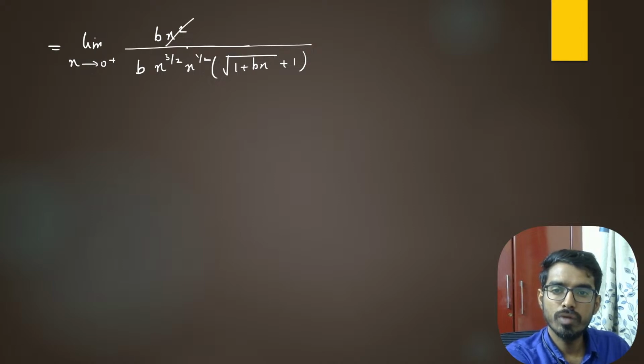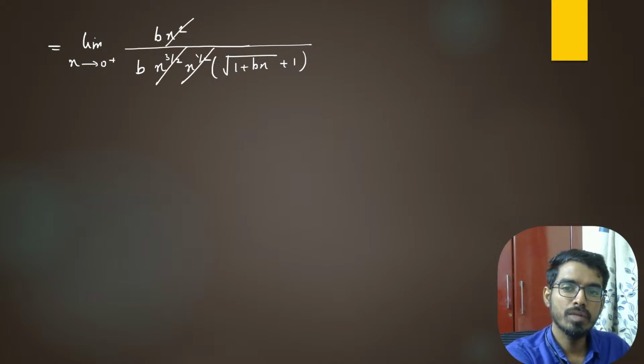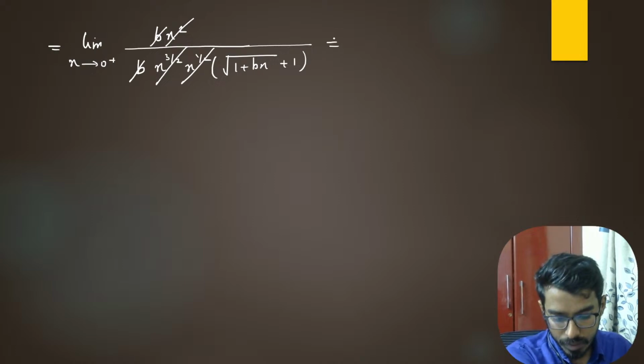Okay, these two will get cancelled, right? Because x power 3 by 2 times x power 1 by 2 is x power 4 by 2. So x power 4 by 2 is x power 2. Again this b will get cancelled. When you apply the limit, what will you have?